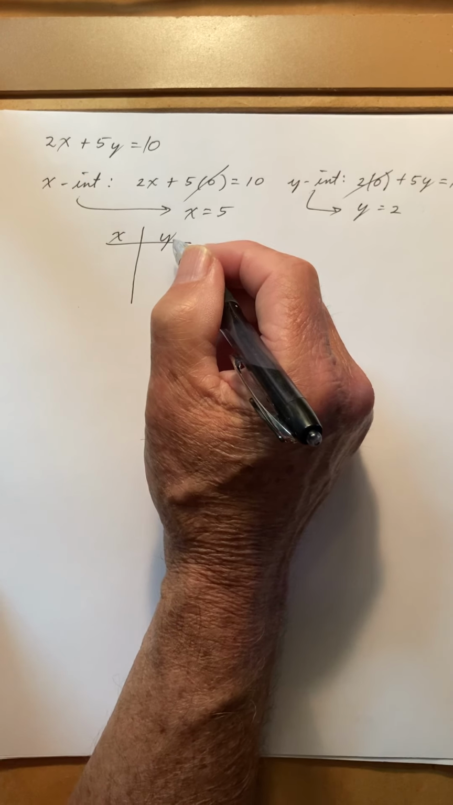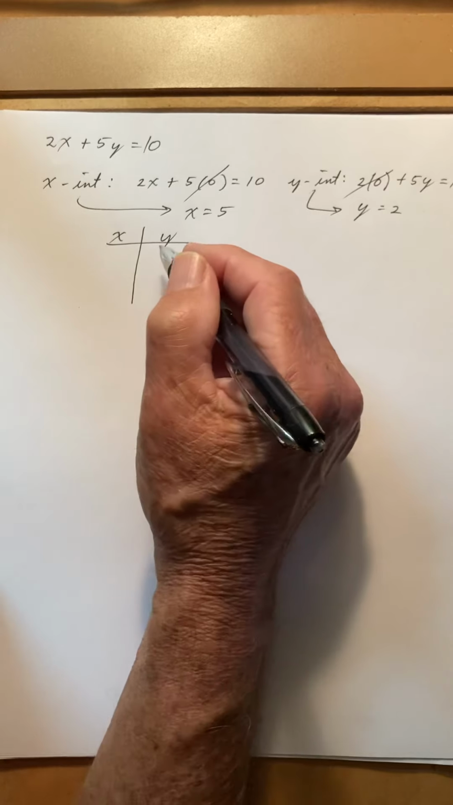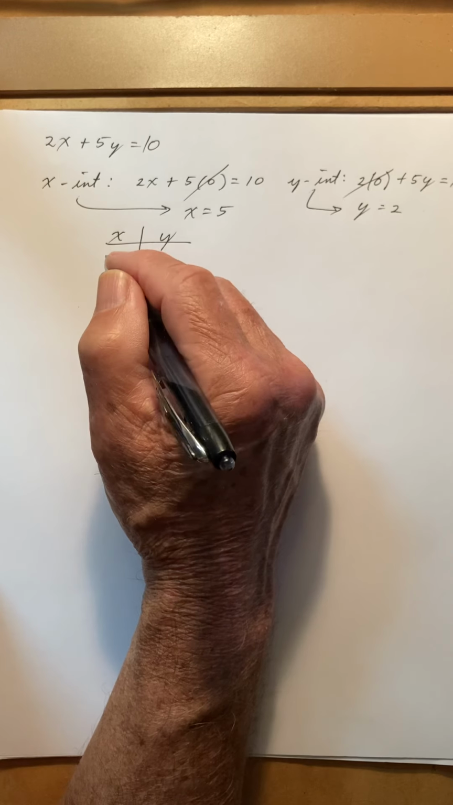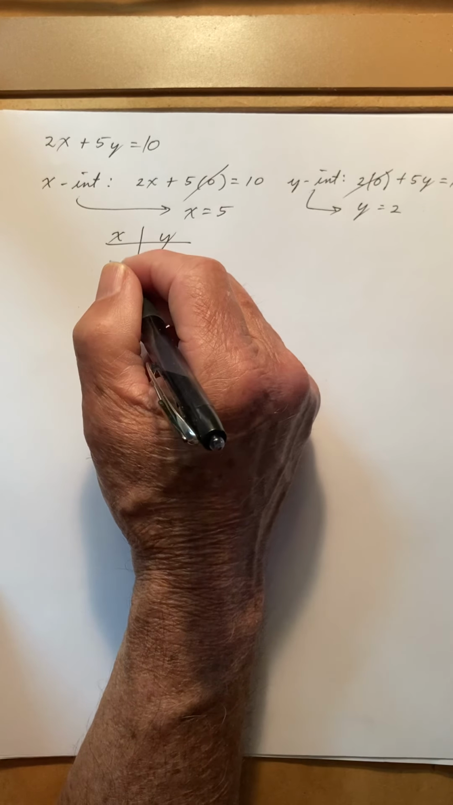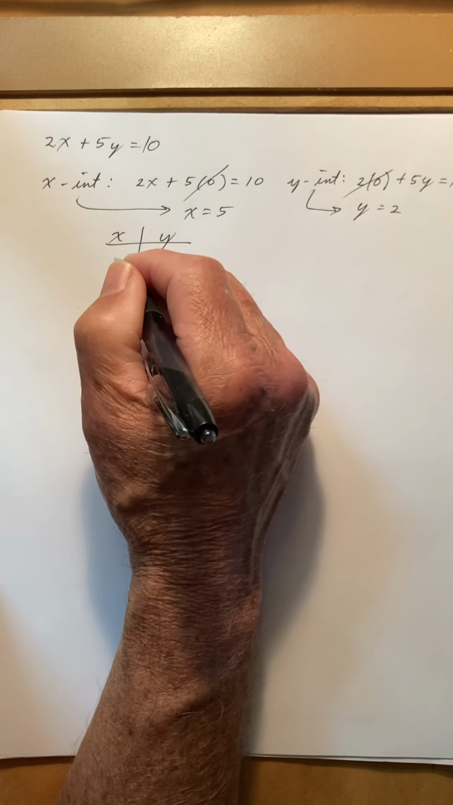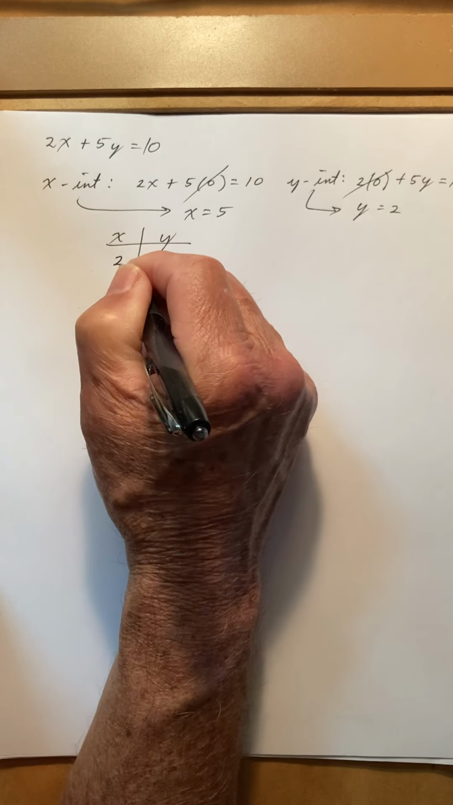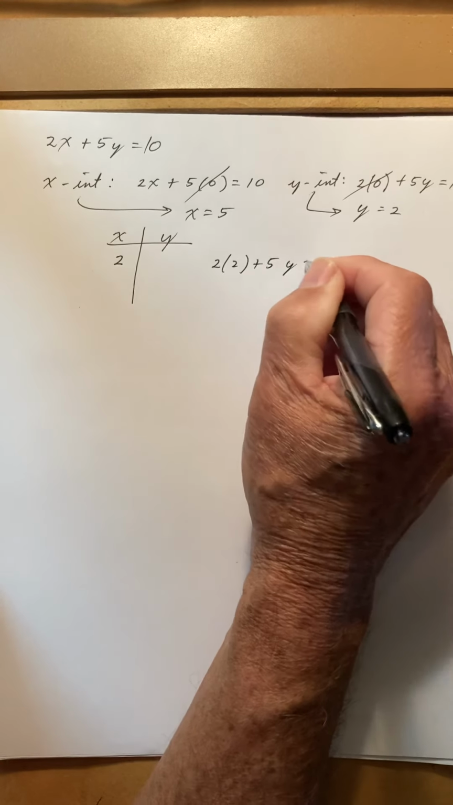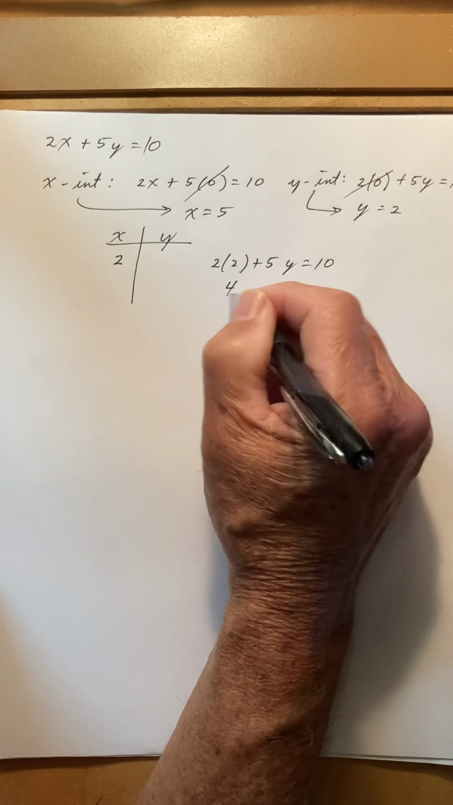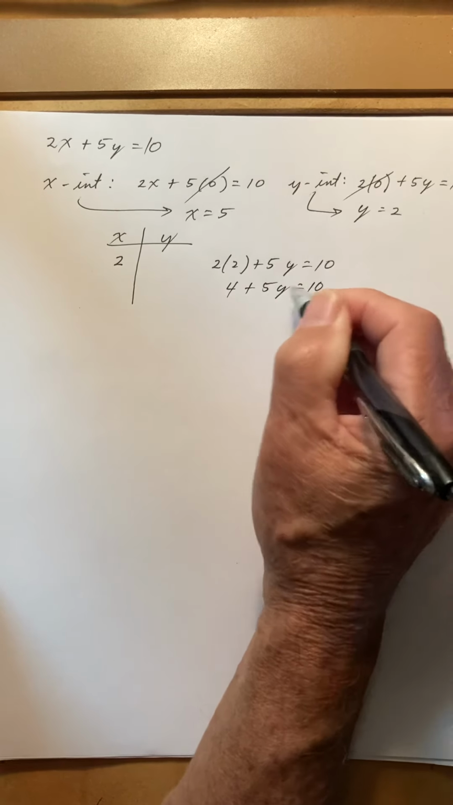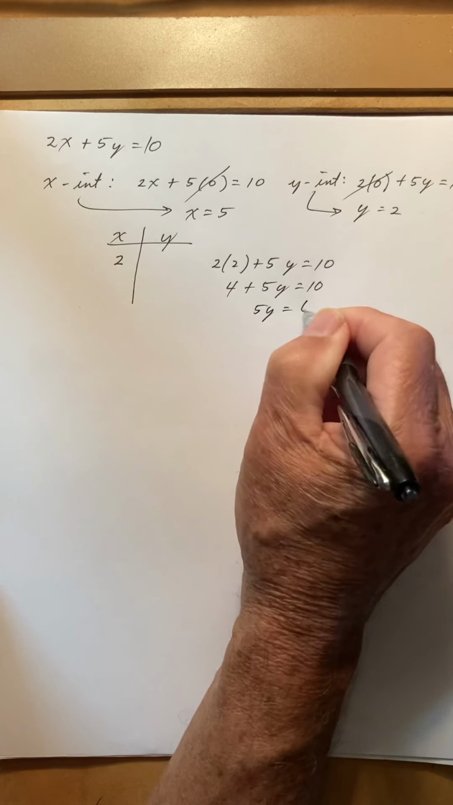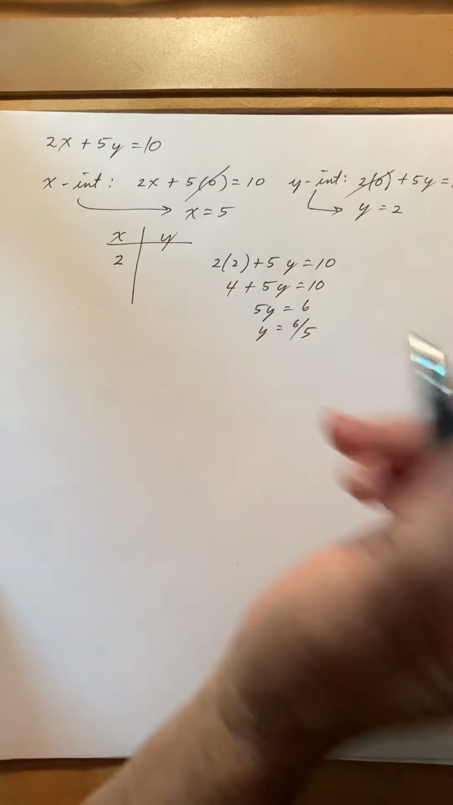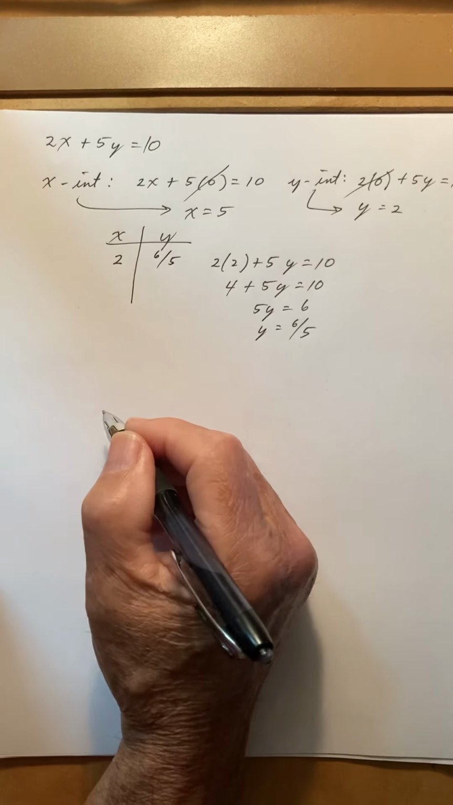I'm going to choose a multiple of 2. So I'm going to try 2 for x. I put that in there. 2 times 2 plus 5y equals 10. So 4 plus 5y equals 10. So 5y equals 6, and y equals 6 over 5. So I ended up with a fraction, and I'll put that up here, right here, 6 over 5.